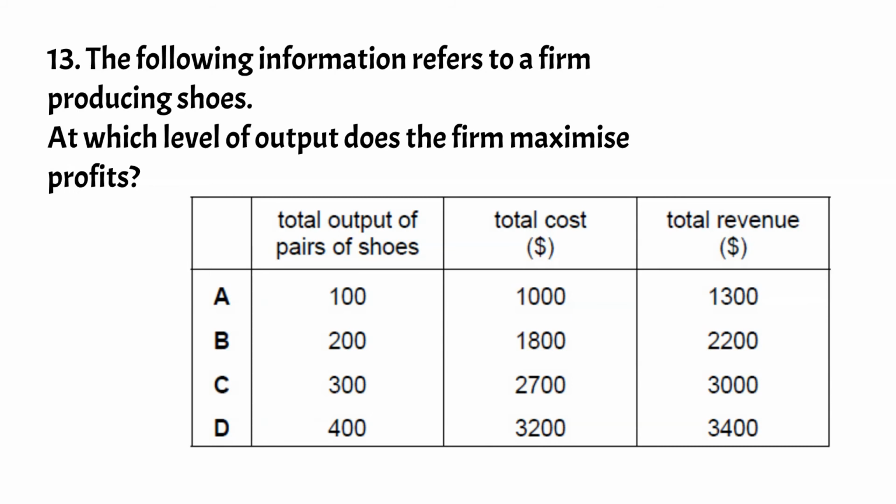Profit is the total revenue minus the total costs. The quantity here is just to mislead you. The answer is B, where the firm makes $400 of profit.